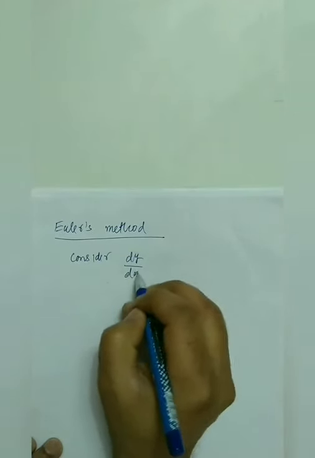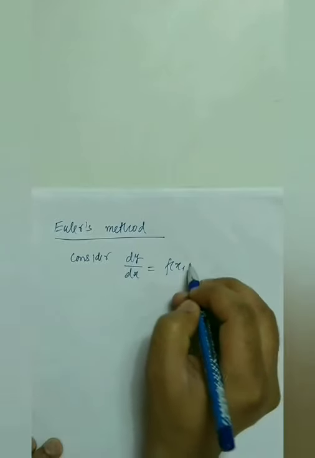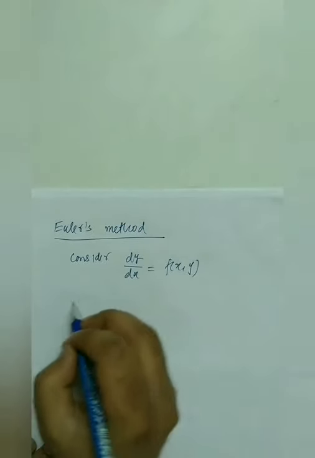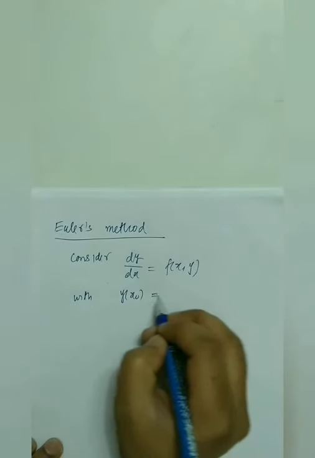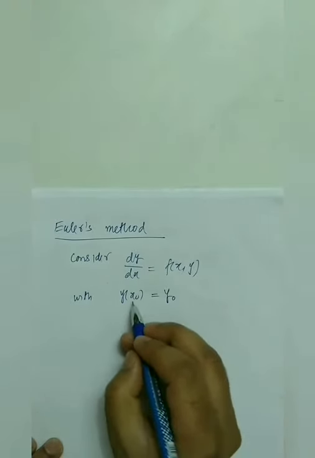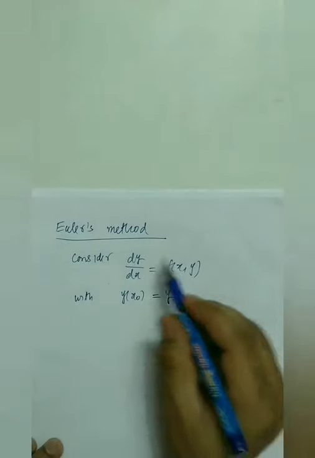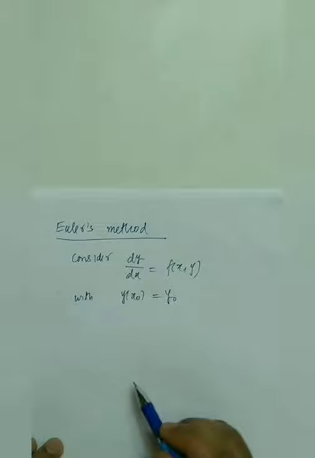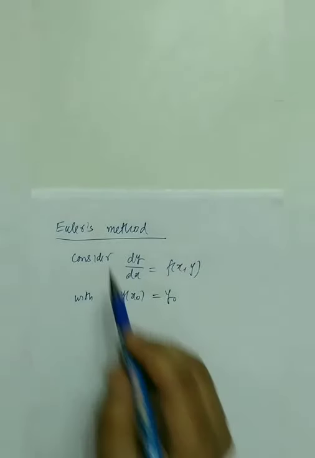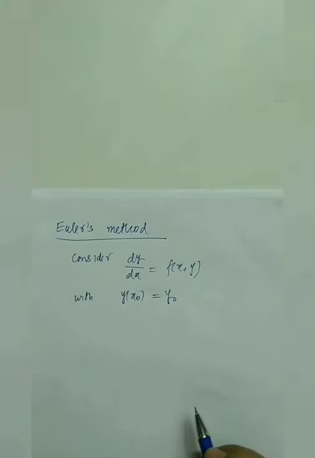dy/dx = f(x, y). If this differential equation comes with some initial condition, suppose we are given that y at x0 equals y0, then this is called an initial value problem. Now we have to solve this initial value problem. We will see Euler's method to solve this type of initial value problem.